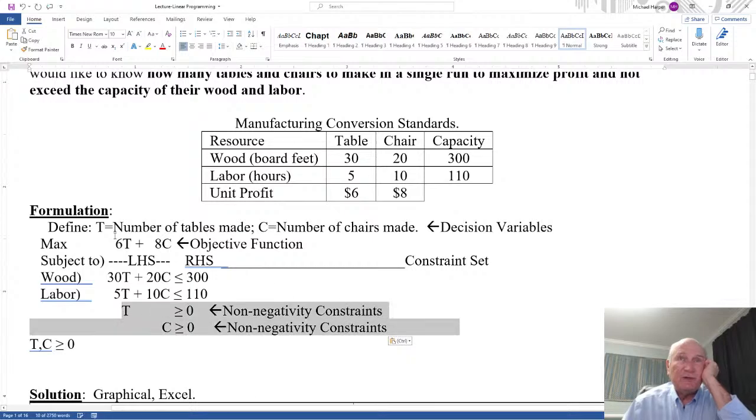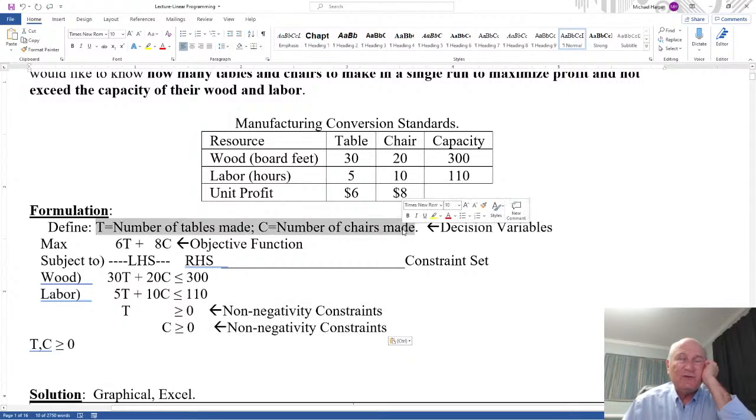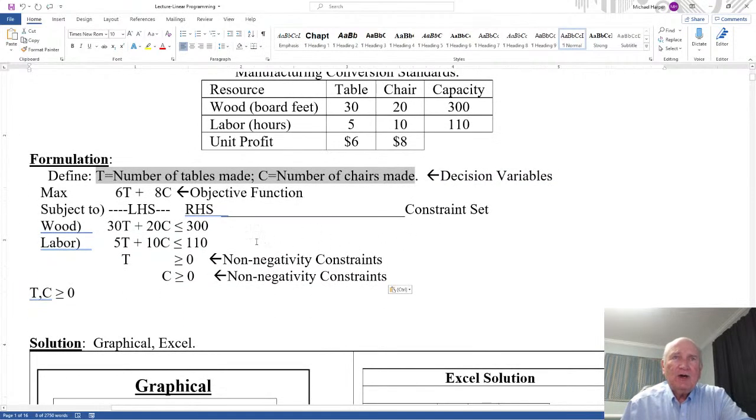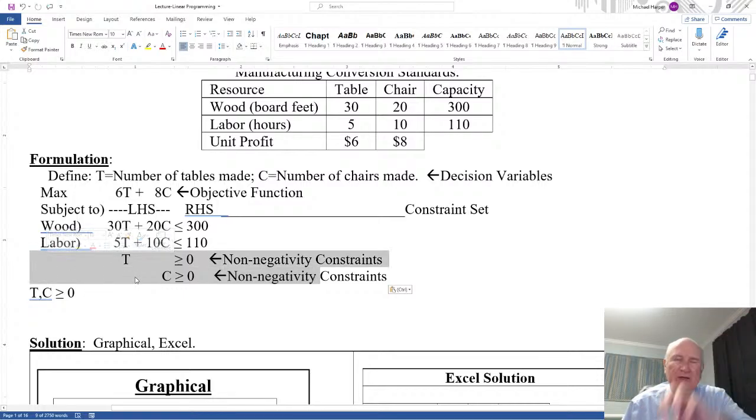And why are there two? Because we have two variables. We have two variables because we have a Cartesian coordinate system. We have an x and y. Can you have more than two variables? Of course you can. Then you have 3 dimensions, 4 dimensions, 5, 10 dimensions. We'll have 6 dimensions here in a minute. So we will always have non-negativity constraints on every problem we work in linear programming in business.